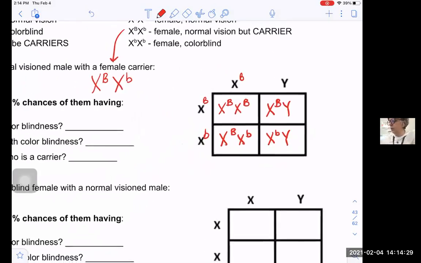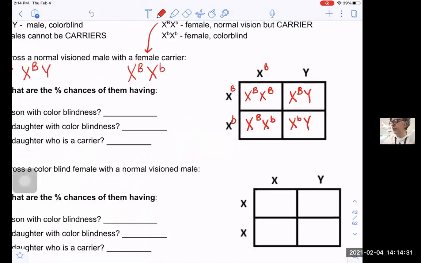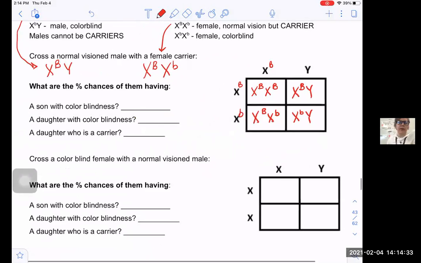All right, so once you have them filled in, you can start answering questions about them. Now, the way that I have these questions written, I'm asking what are the percent chances of them having any of these possibilities. So if I said, what are the percent chances of them having a son with color blindness? We're just looking for the square that would have a son with color blindness. So what is the percent chance?